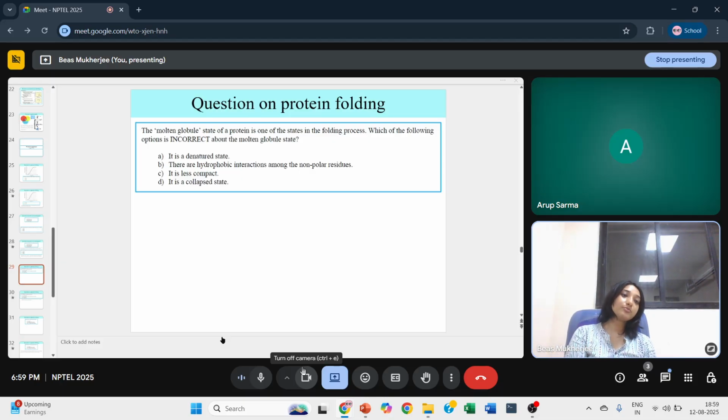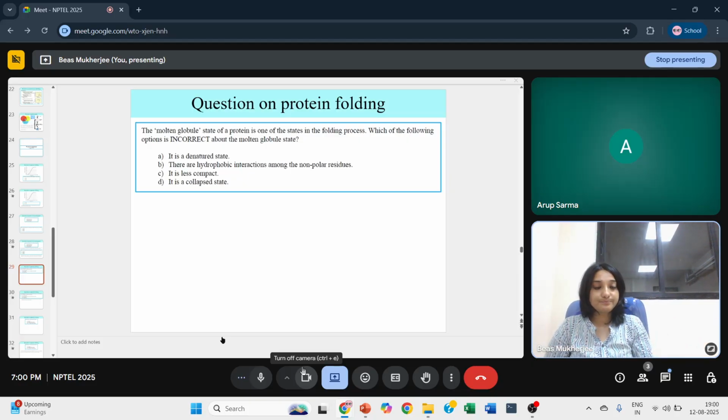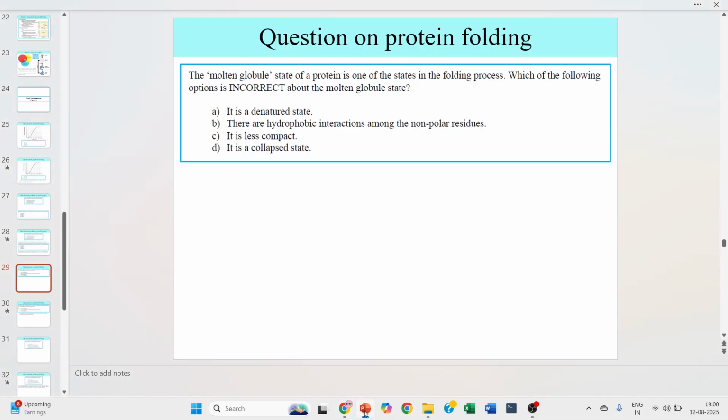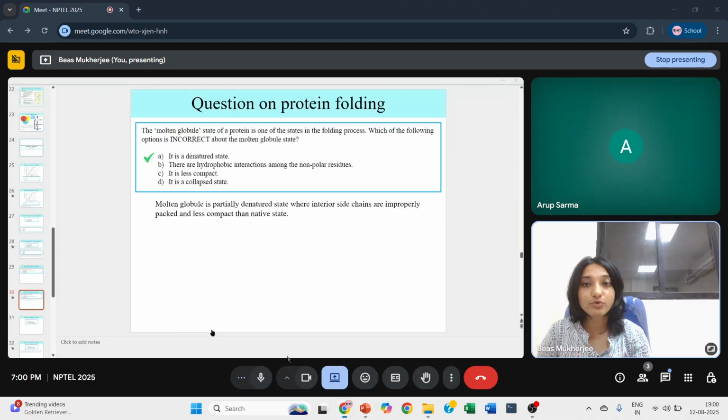These kinds of questions, the more you practice, the more well versed you will become with them. It will be easier for you to solve. Let's look at the answer. The answer is denatured state, because molten globule is a partially denatured state where the interior side chains are improperly packed and less compact than the native state.